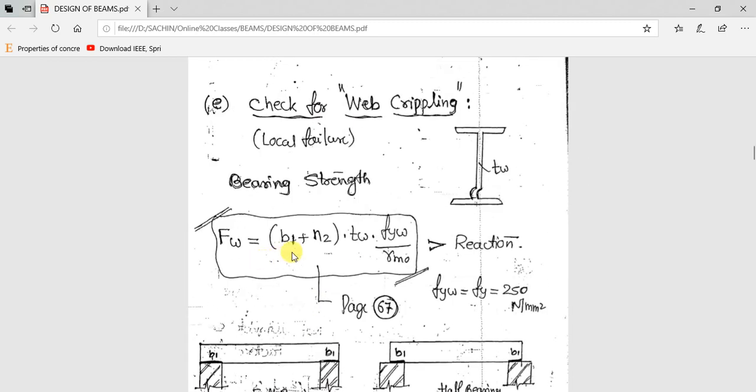So to substitute in this, if you want your I section or any section to be safe against web crippling, the value which you get, that is Fw, should be greater than the reaction which you get at the support.